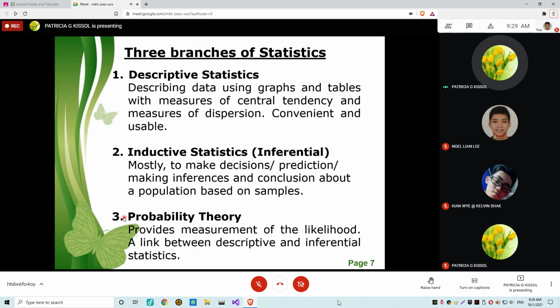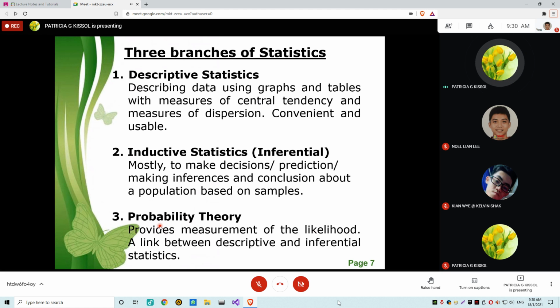And then we have probability theory. Now this is where we are looking at the measurement in terms of likelihood, the chances of something to happen. So I'm sure all of you have learned about probability in your previous education. And in such that we are going to look at probability value. Because of that, probability theory has links between descriptive and inferential statistics. That means between these two statistics, probability theory is a mixture of it.